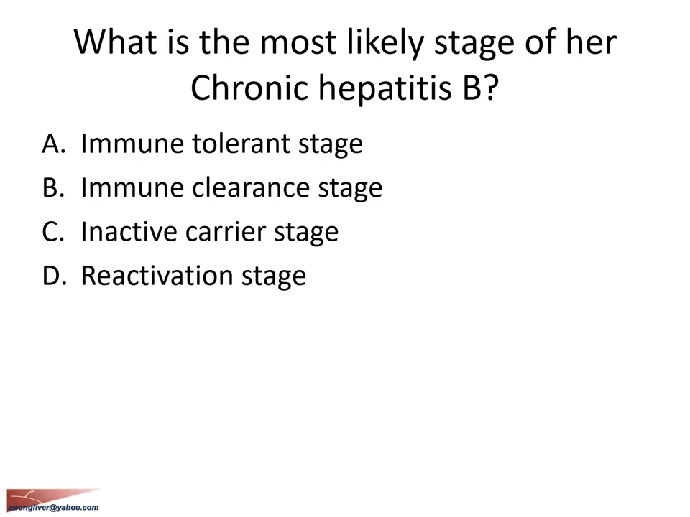The answer here, of course, is the patient is in the immune tolerant phase. Why? Because the ALT is normal, the DNA is high, the E antigen is positive. So in these patients, the immune system is tolerating the presence of the virus. There's no immune system destruction of the liver because the ALT is normal. The patient is in the immune tolerant phase.